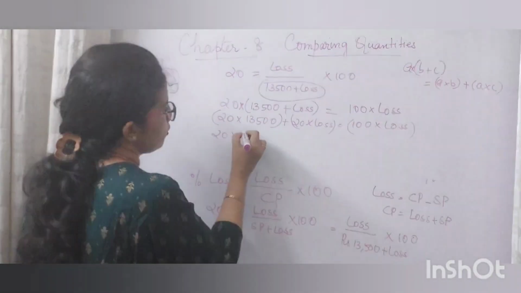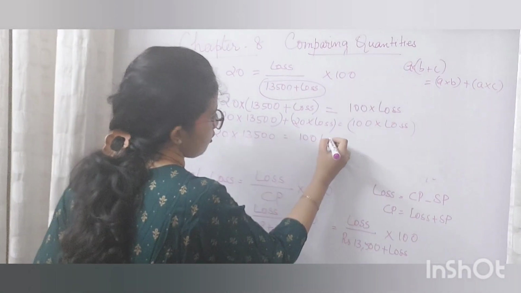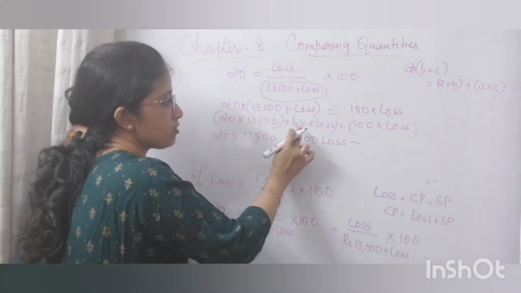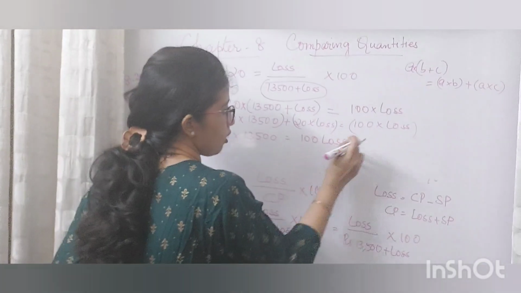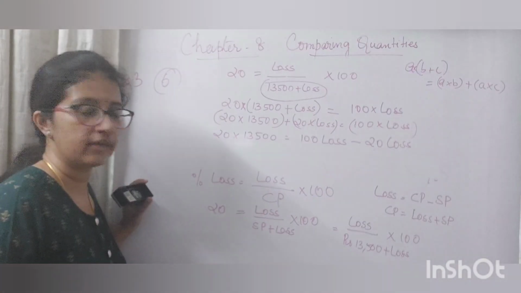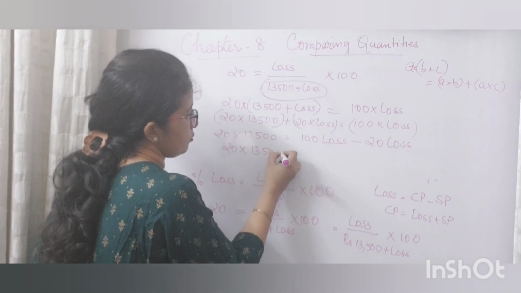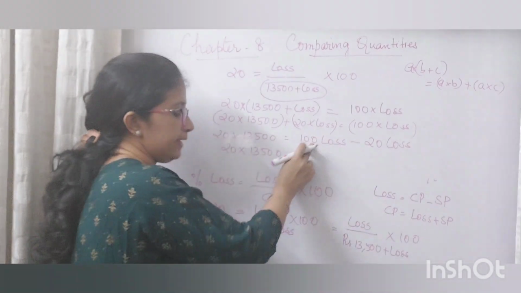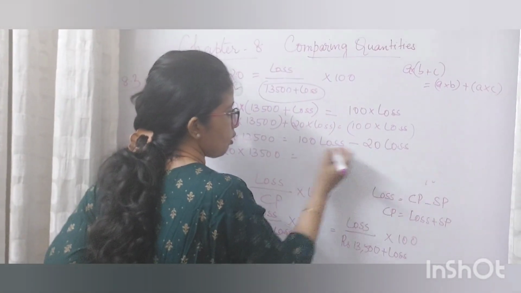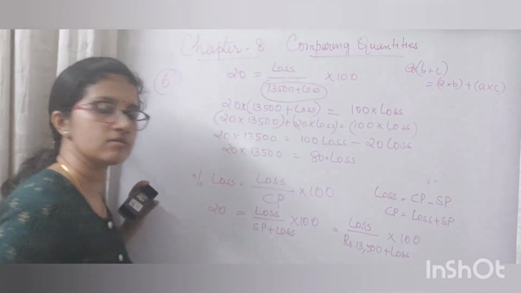20 into 13,500 is equal to 100 into loss minus this plus. If you go to the other side, it will become minus, right? So 100 into loss minus 20 into loss. Okay. So what will it become? 20 into 13,500 is equal to 100 loss minus 20 loss, which is what? 80 loss, right? So 100 loss minus 20 into loss will become 80 into loss. Okay, 80 into loss.